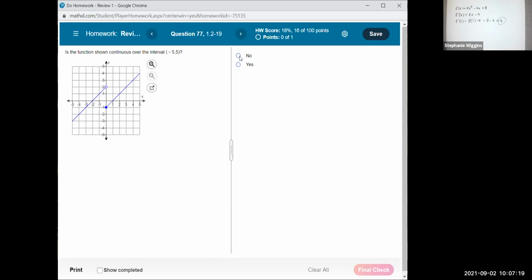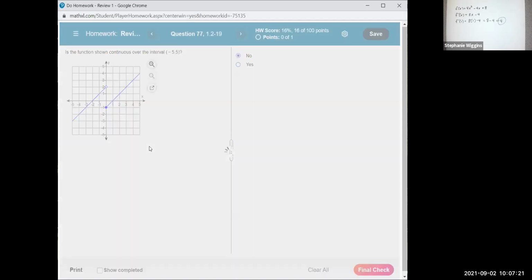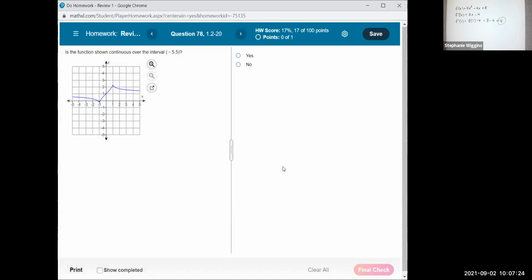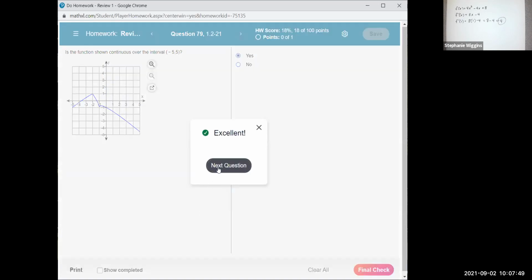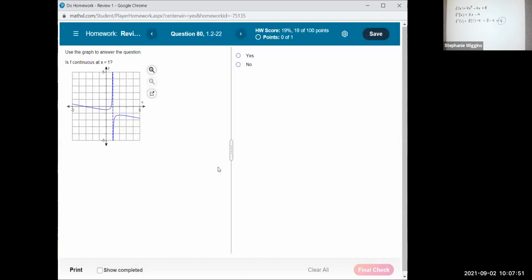So, yes, it's continuous, not differentiable though at these spots. At -1 and 1, it's not differentiable, but they're just asking about continuity. So yes, you can draw it without lifting your pencil. Again, here you can draw it without lifting your pencil, but here it's not differentiable and here it's not differentiable, but it is continuous. So differentiability requires continuity and it has to be smooth.